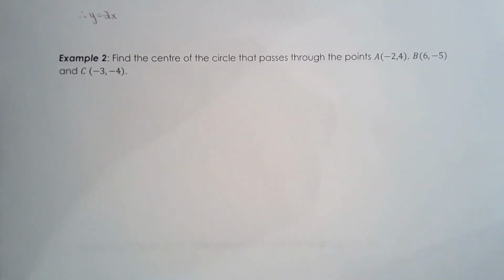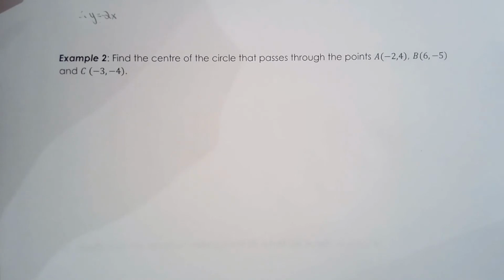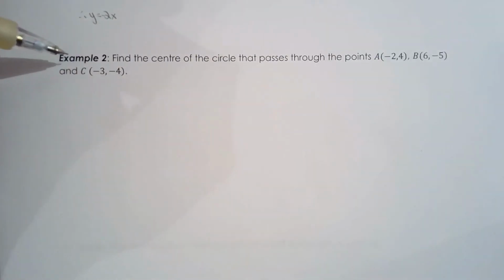Okay, so let's check the next one. Find the center of the circle that passes through A, B, and C. We already know that these 3 points are non-collinear. I'm going to give you the hint that they are. You can prove that by checking the slope of AB and the slope of BC, and you'll see that they don't have the same slope. So they are non-collinear, and we can only draw one circle that passes through points A, B, and C. Alright, find the center of that circle though.